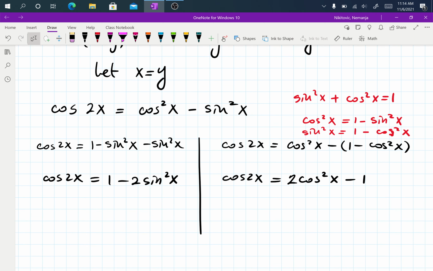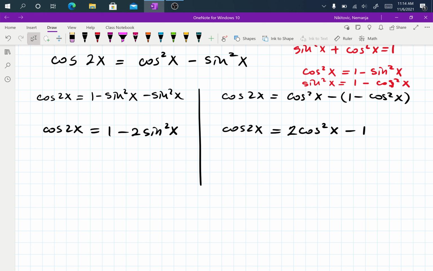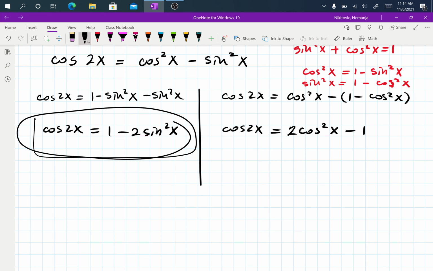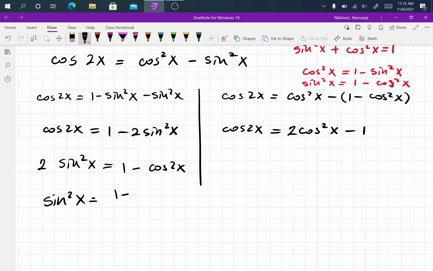So now we have the two formulas that are actually used to algebraically manipulate, to flip around, to get the formulas that we need. If you look at the formula here, we have a square on one side and no square on the other side. So by simply rearranging this formula, we get the power reducing formula. Moving terms around, we get 2 sine squared x equal to 1 minus cosine 2x. Divide both sides by 2, you get sine squared x equals (1 minus cosine 2x) over 2. We just get this through algebra.